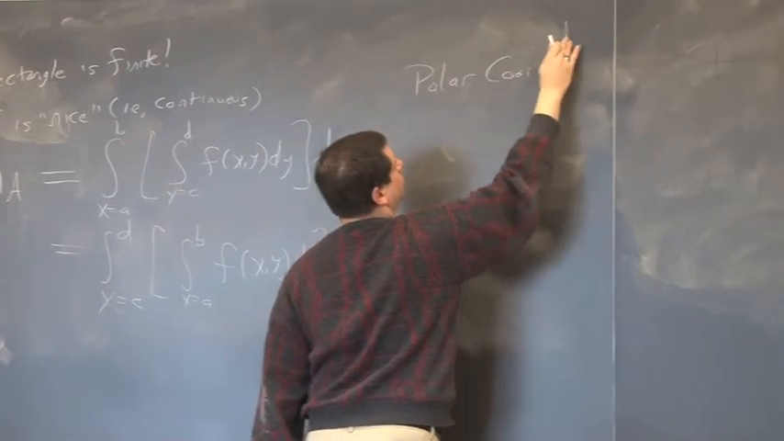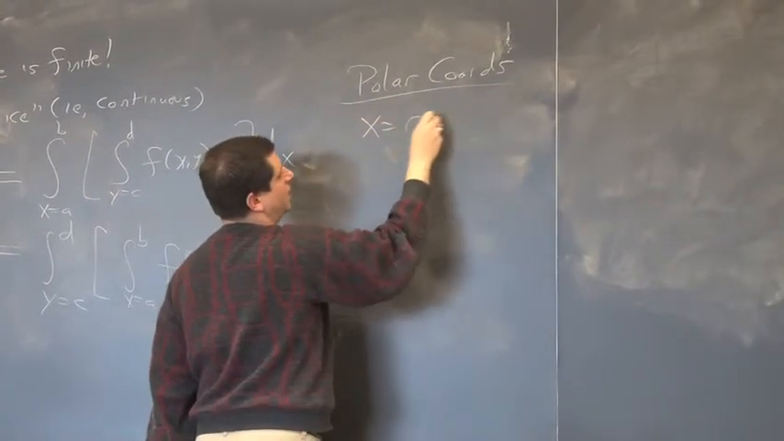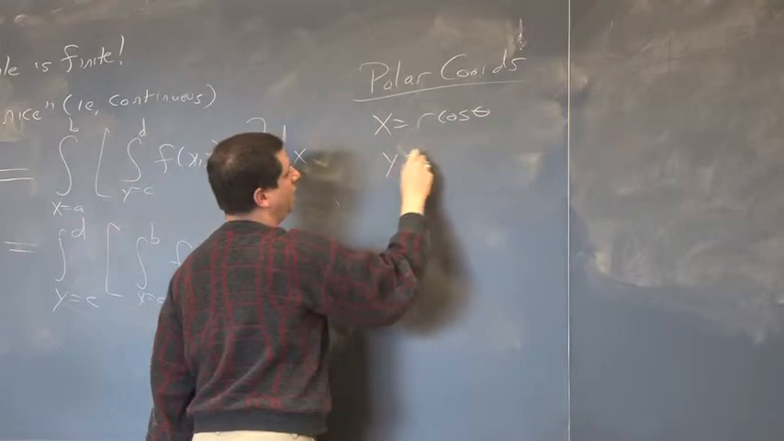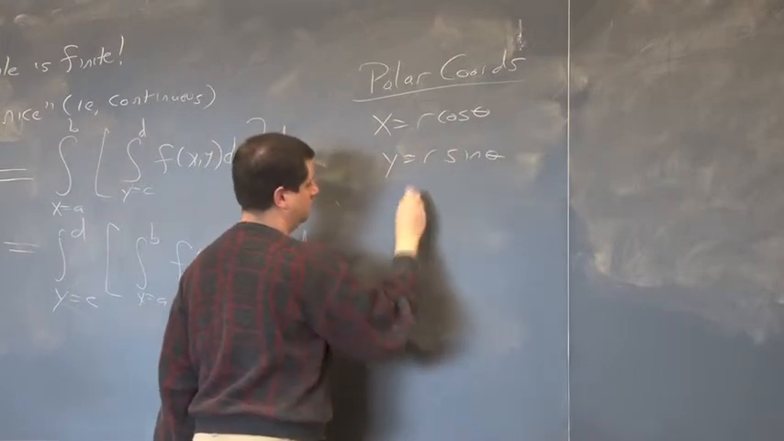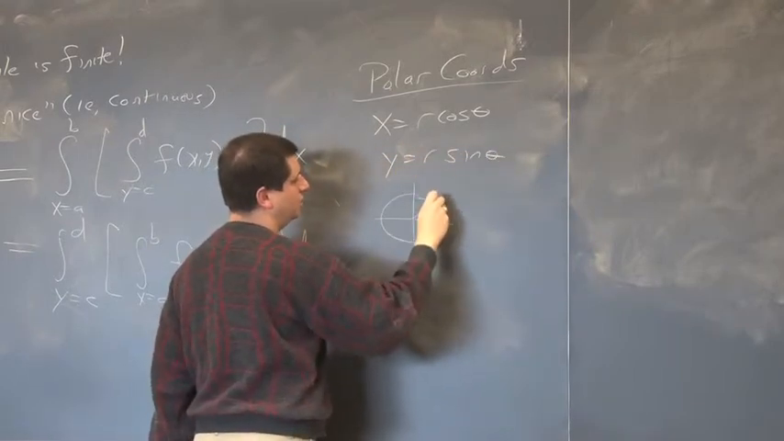So let's go back to polar coordinates. So x is r cosine theta, y is r sine theta. And here's a circle of radius 1.